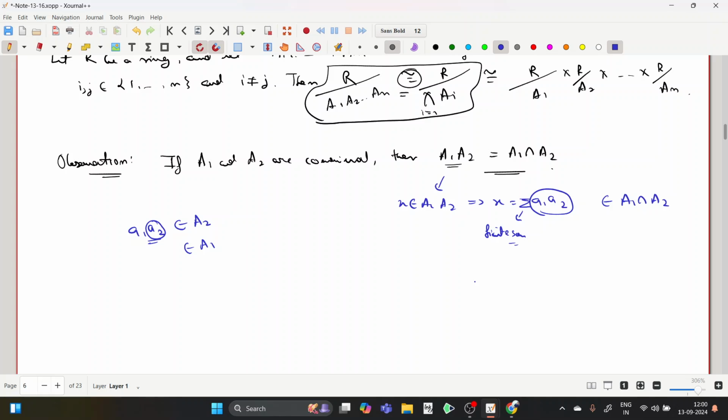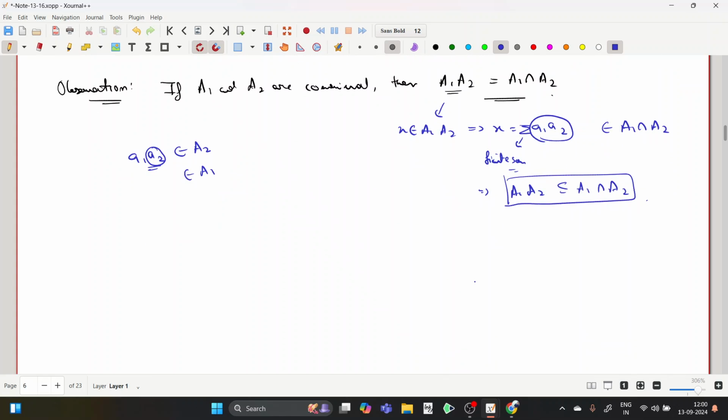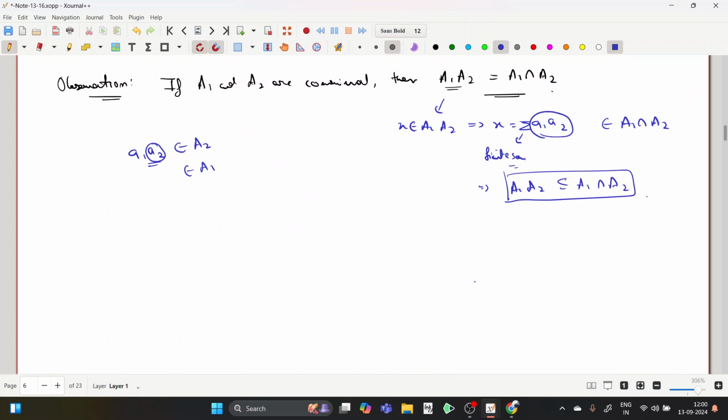Clear? Therefore A1 A2 is contained in A1 intersection A2, and this is always there. We do not need the concept of co-maximality in this case. It's always true. The converse needs the concept of co-maximality.